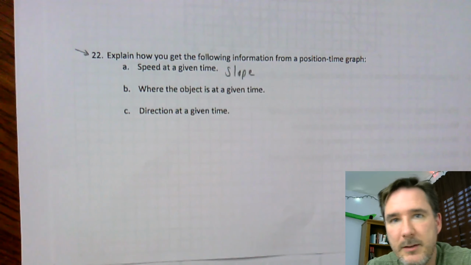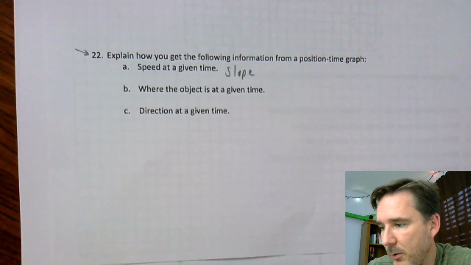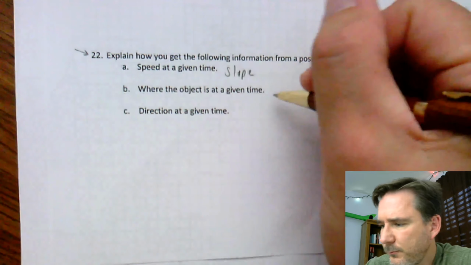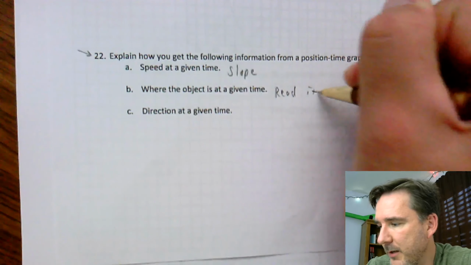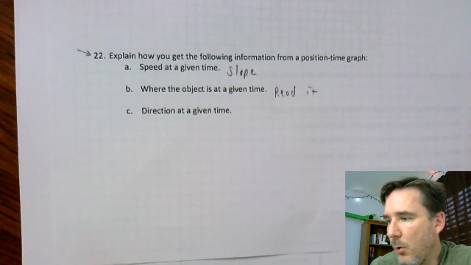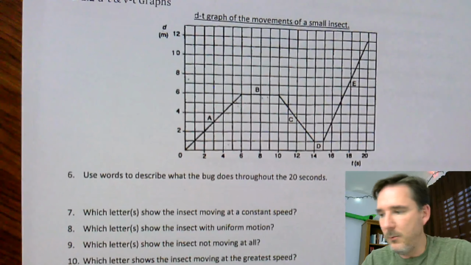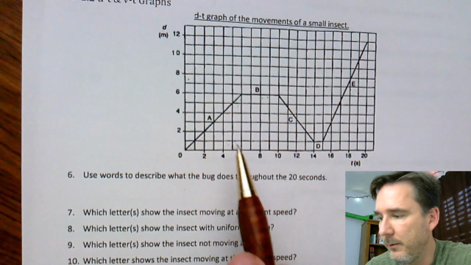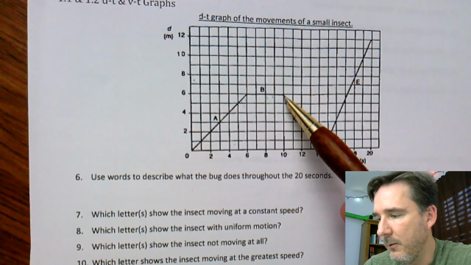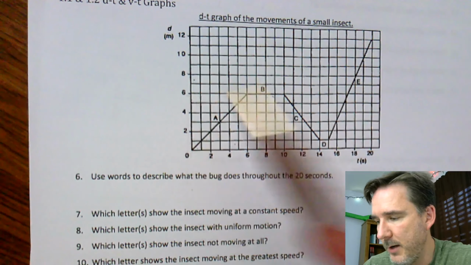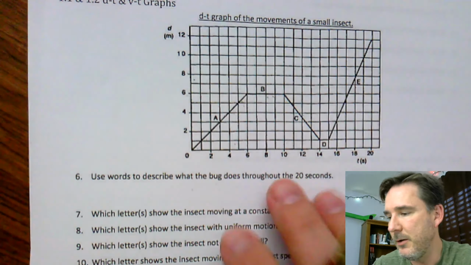Where the object is at a given time? Well, you read the graph. You go over and up. For the bug one, where is the bug at 10 seconds? Well, you go over to 10 seconds and you go up and you find out the bug is 8 meters away. All right, so that's all you do.